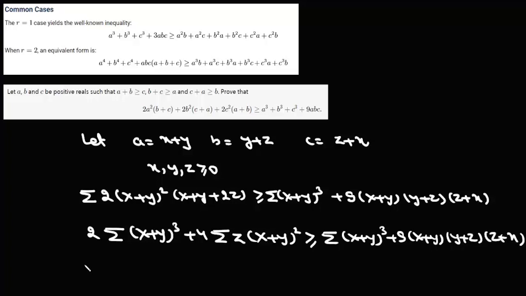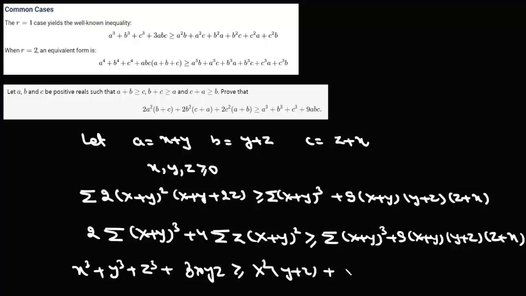And if we simplify this, we'll get x³ + y³ + z³ + 3xyz greater than or equal to x²(y+z) + y²(z+x) + z²(x+y), which is nothing but the result from Schur's inequality when r is equal to 1. Now this 13th inequality that we want to study is Holder's inequality.